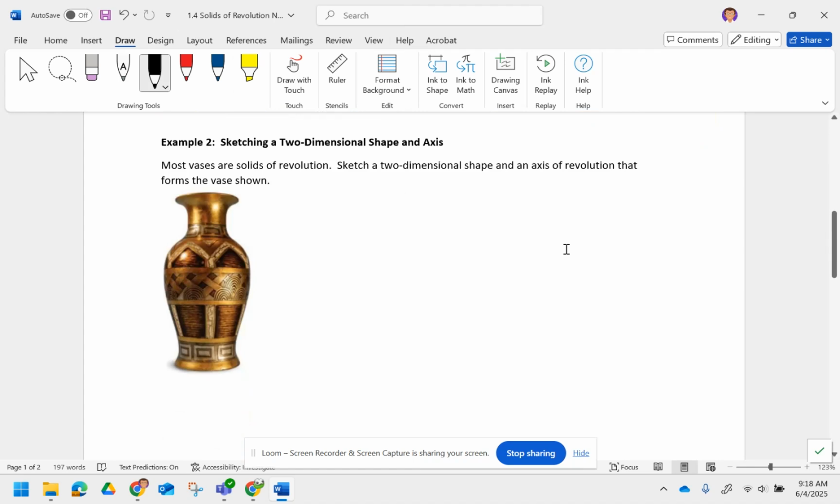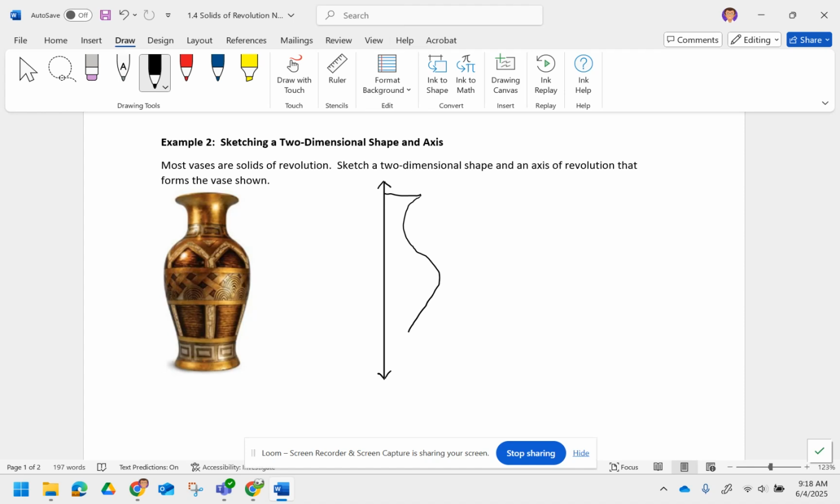So now they want us to create a two-dimensional sketch with its axis that would have created a vase like that. So let's go ahead and give ourselves our axis of revolution. There we go. I'm just going to say we start out flat. It comes in, gets wider.